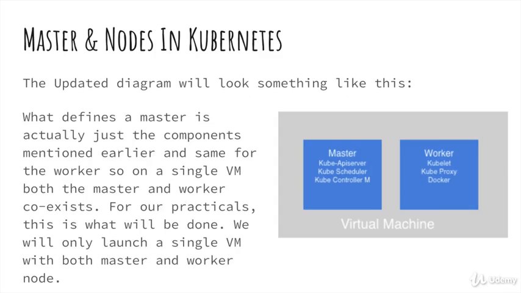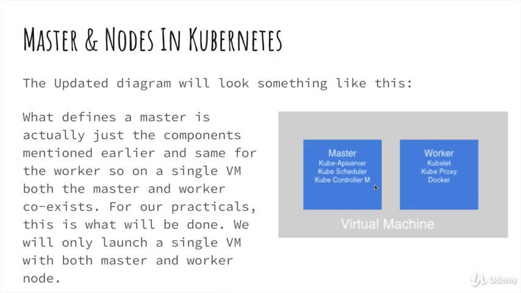A more accurate diagram will look something like this. What defines a master is actually just the master components that we have discussed before, the Kube API server, the Kube scheduler, and then the Kube controller manager. So as long as you have these components, it makes up the master. And the same for the worker, as long as you have a kubelet, a kube proxy, and Docker installed, you'll have a functioning worker node. And so in this simple diagram, you can see that the master and the worker coexist on the same virtual machine.